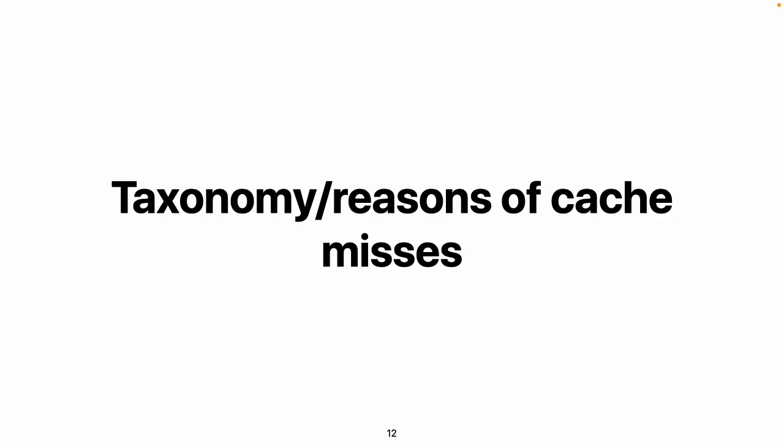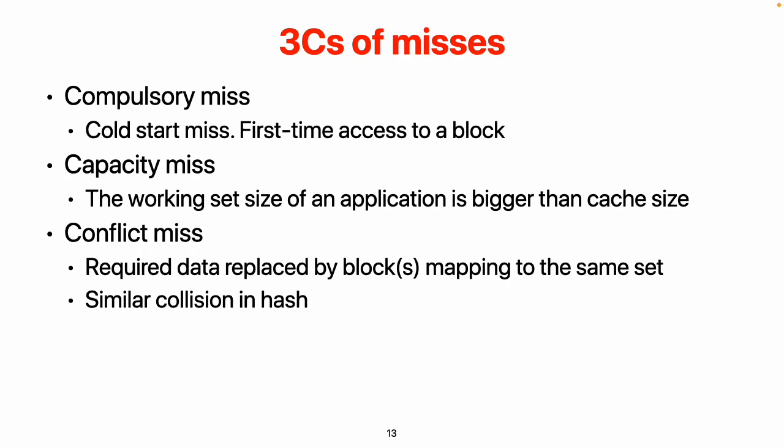But before, if you want to talk about the remedy of something, it's very important that you figure out what the root causes are. So that's why we start with the taxonomy and the reasons of cache misses, so that we can address the problem of cache misses accordingly. Okay, so there are 3 C's of cache misses in computer architecture. The first one is called compulsory miss.